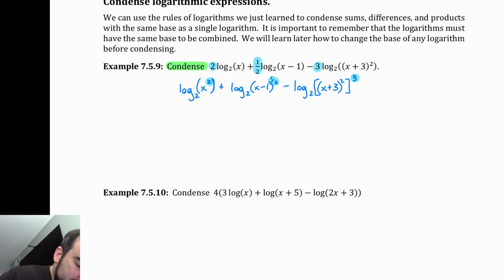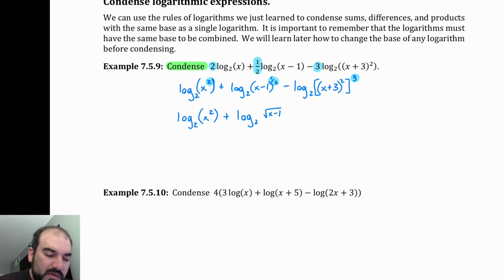So how do we deal with that? Well, we leave the first one alone. That's a log base 2 of x squared. That one is totally fine. A 1/2 power, we saw on the previous problem as well, is a square root. So we're going to say log base 2 of the square root of x minus 1. Right, that looks a little bit neater, written as a square root.